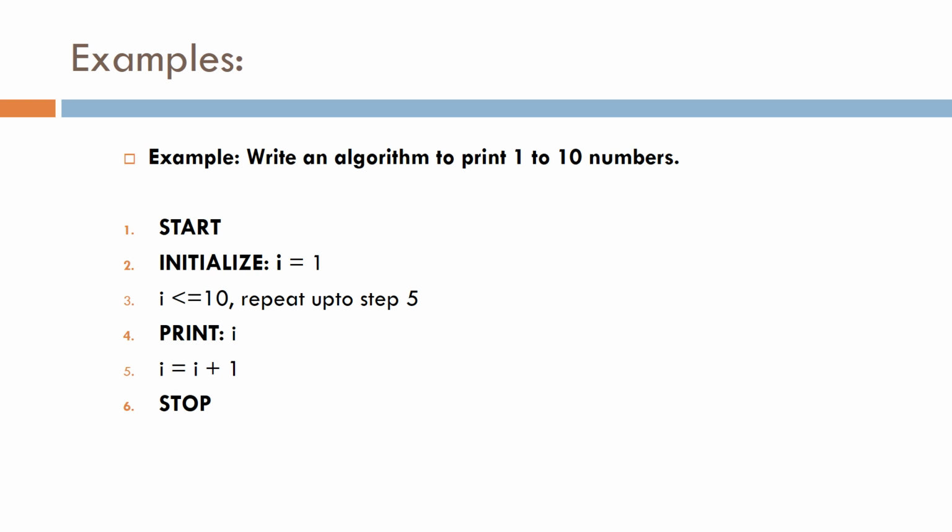Then I equals 10 plus 1 and I becomes 11. This time when we execute step number 3, 11 less than or equal to 10, the condition becomes false, and we are not printing our number. So directly we go to step number 6, right? Step number 6 is our stop. So after the condition becomes false, our algorithm stops, and this is the last step of the algorithm. So in this way we are printing 1 to 10 numbers using the algorithm, right?